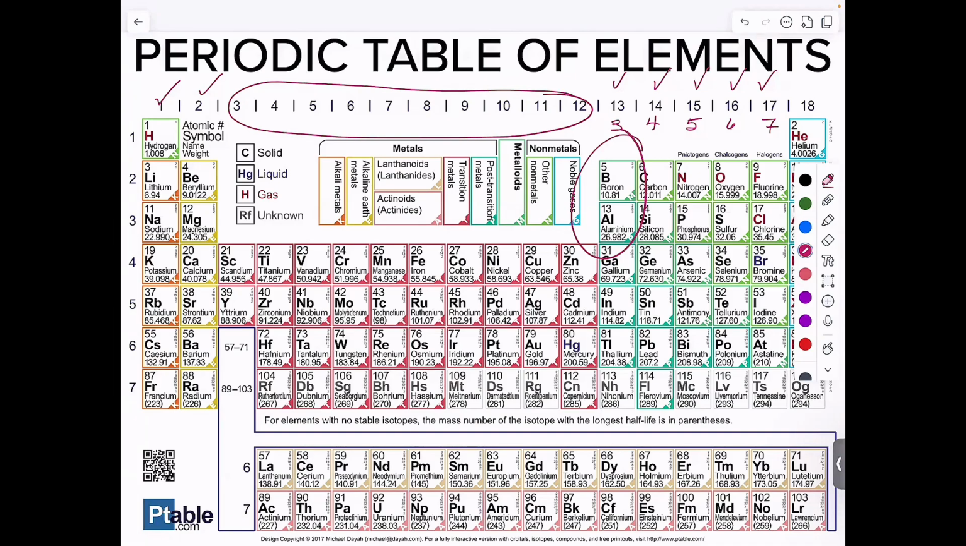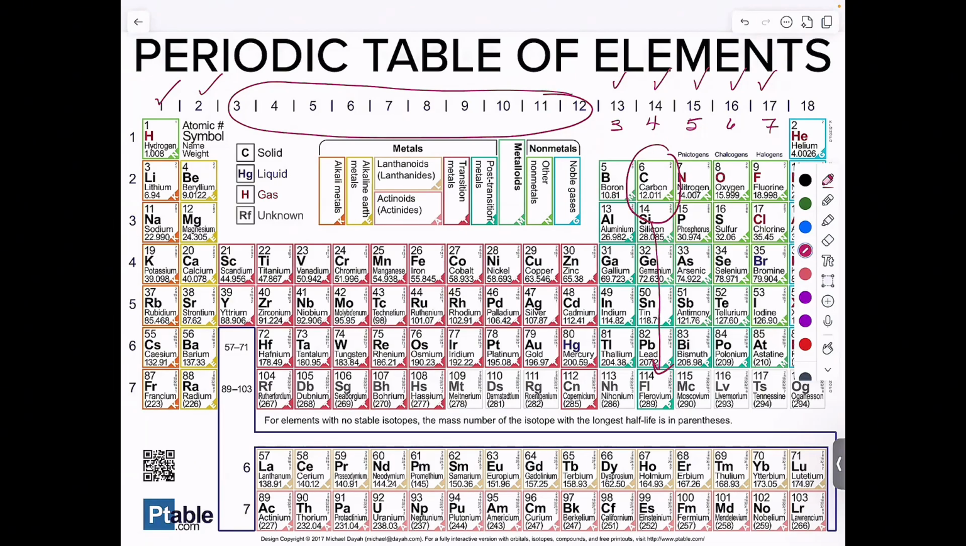Is what you'll see on problems. Boron will lose 3 electrons, as well as aluminum, to result in a +3 charge. Carbon is this group right here. I'm just going to delete that circle. So carbon is group 4, right? And all their elements down the line, down the group.